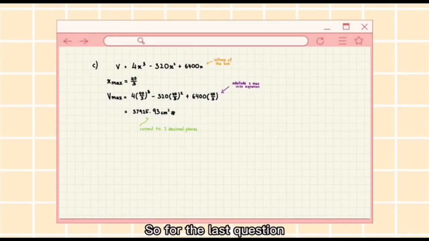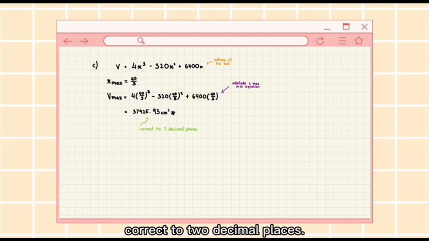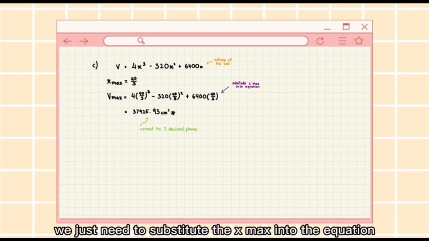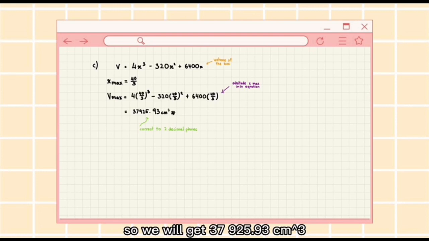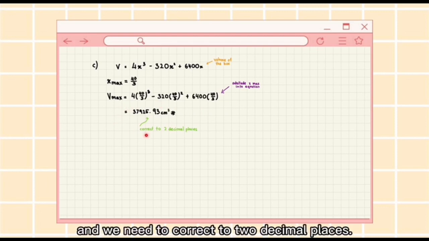So for the last question, we need to determine the maximum volume of the box correct to 2 decimal places. So this is our volume of the box, and this is our x value, which will yield a maximum volume. We just need to substitute the x max into the equation. So we will get 37,925.93 centimeter cube. So this is our maximum volume of the box, and we need to correct to 2 decimal places.